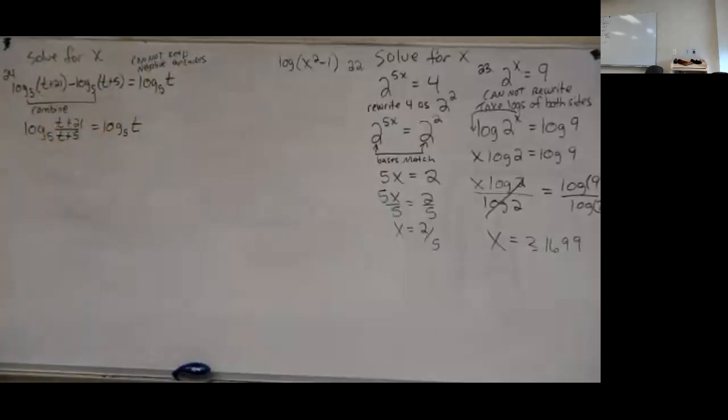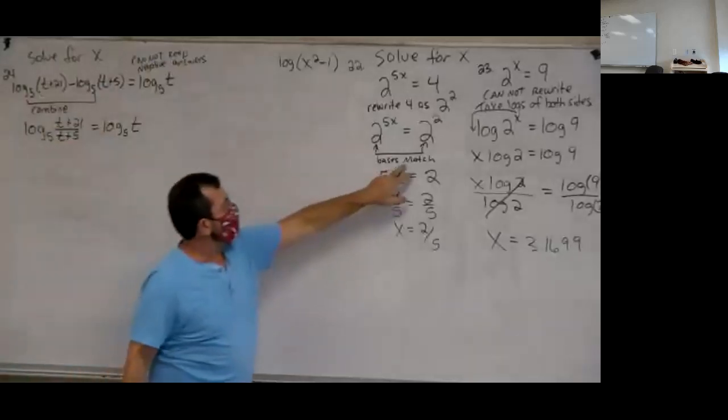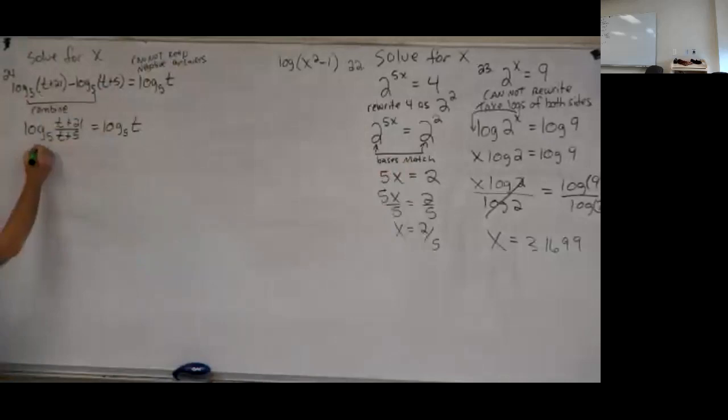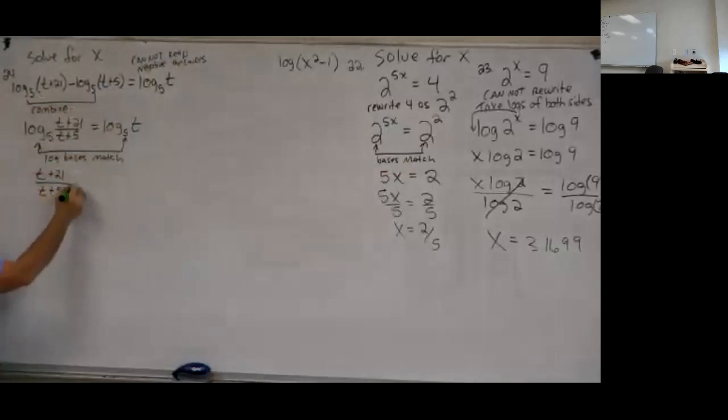Now this looks crazy, but we're about to make this look a lot nicer because both sides have a log 5, right? So this is sort of going to be like this property. These log bases match. Since my log bases match, I know this result equals this result. So T plus 21 over T plus 5 is going to equal T. Okay, so log bases match, it's just those results that make them equal to each other.